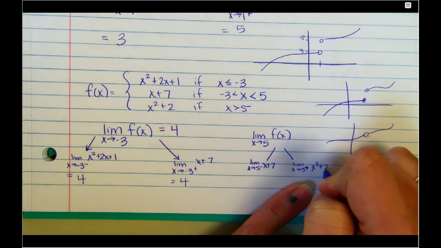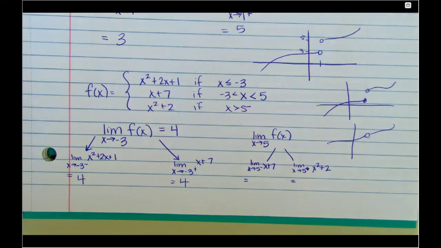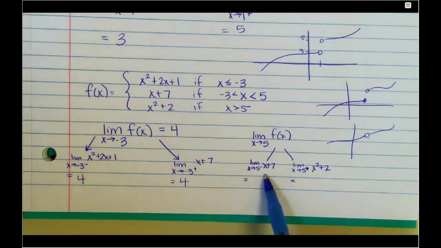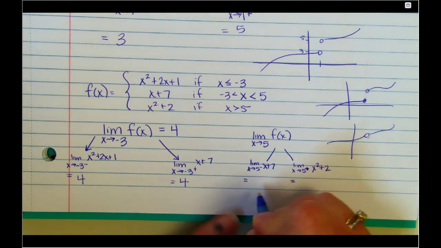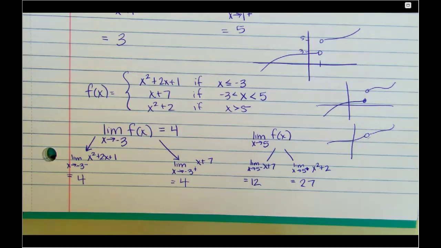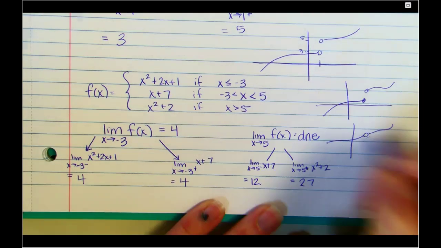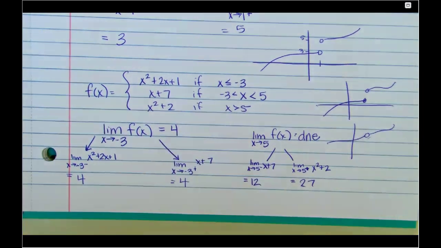Okay. Then the limits are easy. It's not like you're doing a ton of stuff here. What's the first one? It's positive 5 though, right? 5 from the left, so it's 12. Okay, what's the other one? 27. So what's the limit as x approaches 5? Does not exist.